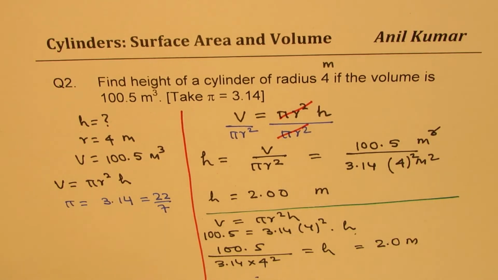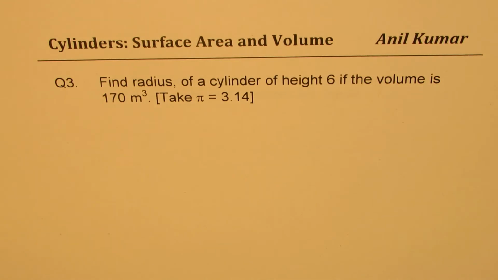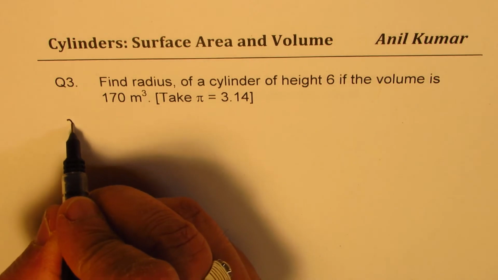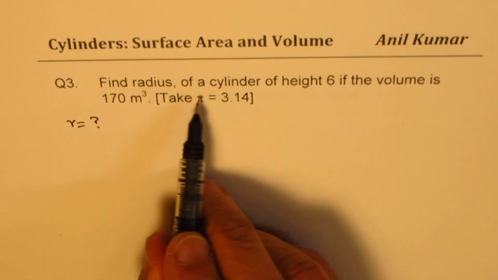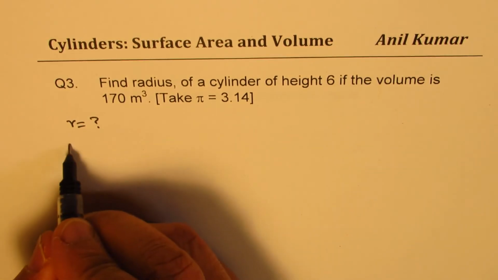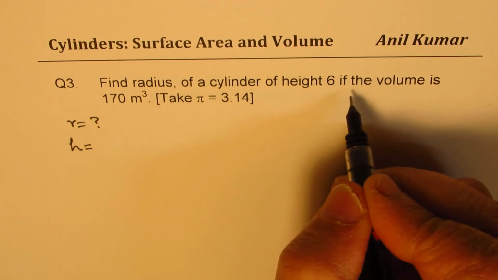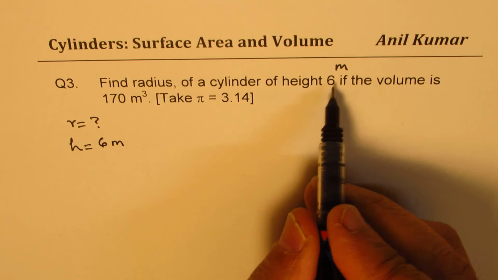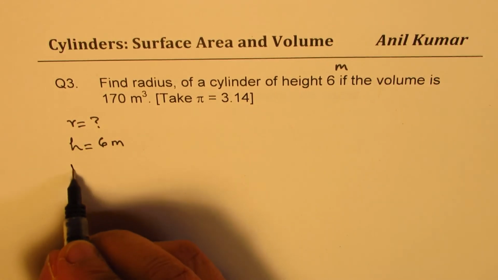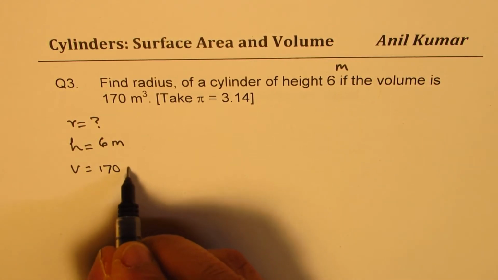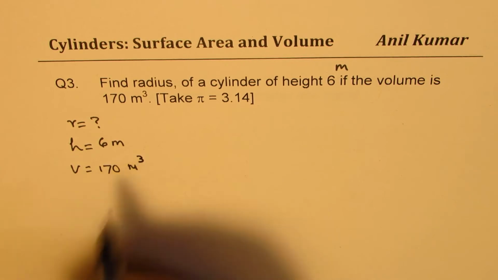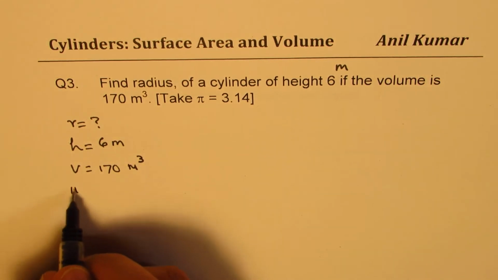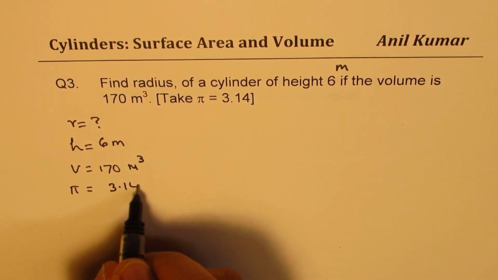Perfect. Let's move on to question number 3. Now this time, find the radius. So we need to find what the radius is of a cylinder of height 6. Again, I've not given the unit for height. Let it be meters, right? 6 meters. That's a typing error. Volume is given to us as 170 meter cube. We need to take the value of pi as 3.14.